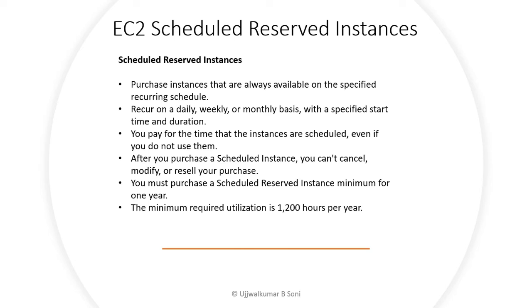Okay. Next is the scheduled reserved instances. You can purchase instances that are always available on the specified recurring schedule, and you can set it on a daily, weekly, or monthly basis with a specified start time and duration. And you only pay for the time the instances are scheduled, even if you don't use them. After you purchase a scheduled instance, you can't cancel, modify, or resell your purchase. You must purchase a scheduled reserved instance for a minimum of a year. The minimum required utilization is 1200 hours per year.